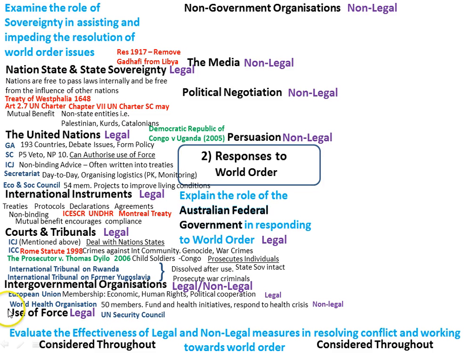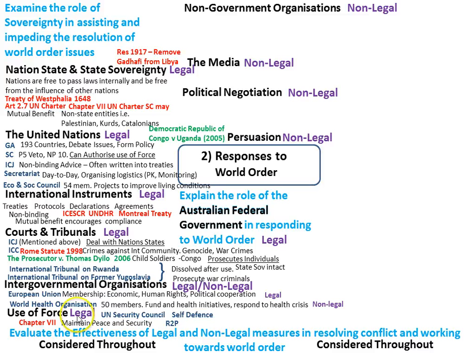Okay, let's have a look down here at the use of force. There are three ways that we can have use of force which are legal. First of all, the UN Security Council can authorize force, self-defense can be used, and also responsibility to protect is the third way that the use of force can be legal. Any other use of force outside of that is illegal.